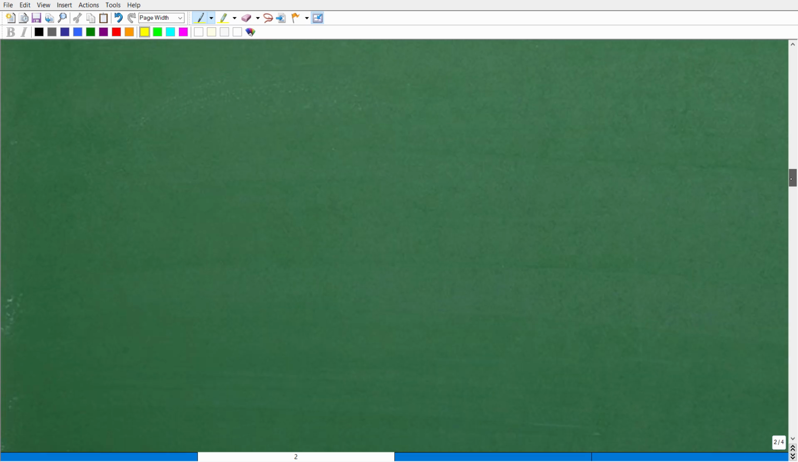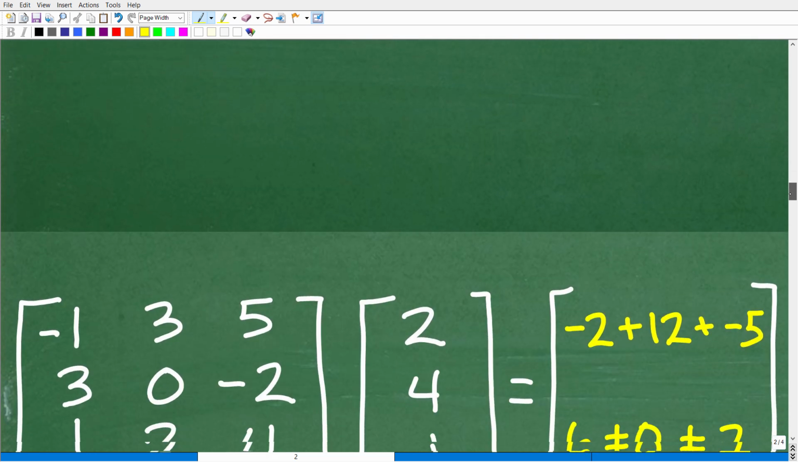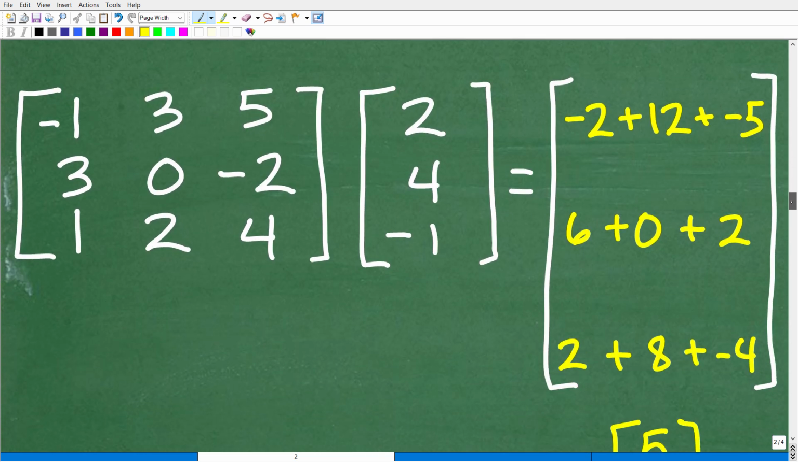But let's get back to this problem, and let's see how you did. Hopefully you tried the rest of these 2 entries, but let's go through this right now. All right, so we talked about how to find this first entry. So let's go ahead and review this second entry right here.